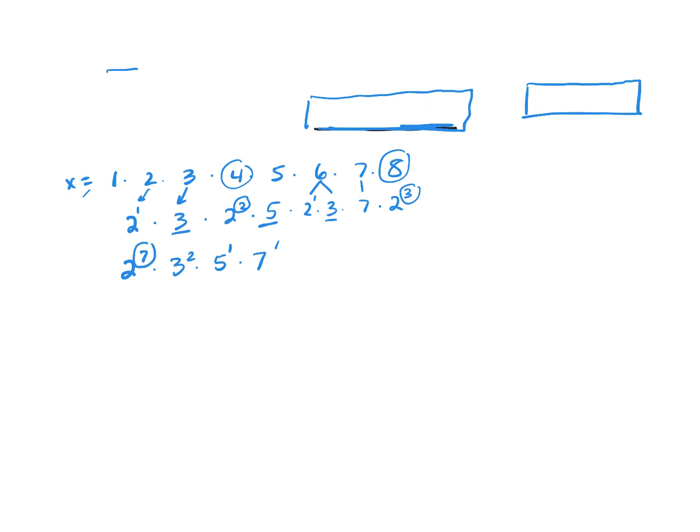So let's sum the exponents, because this is written as 2 to the i times 3 to the k times 5 to the m times 7 to the p. So now let's find i plus k plus m plus p. That's 7 plus 2 plus 1 plus 1, 11 is your answer.